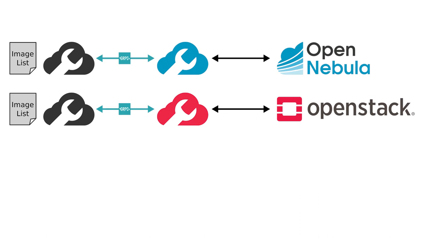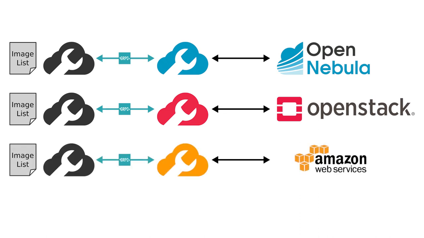But there are many scenarios, for example cloud bursting, when use of public cloud is also relevant. That is why I would like to introduce our newest addition to the Cloudkeeper project, Cloudkeeper AWS. Cloudkeeper AWS is the newest backend service that allows Cloudkeeper to synchronize appliances to Amazon Web Services.